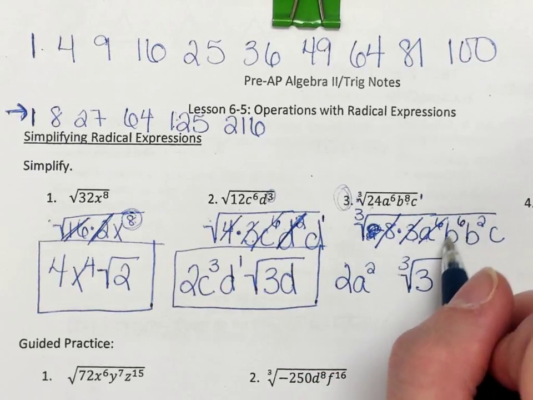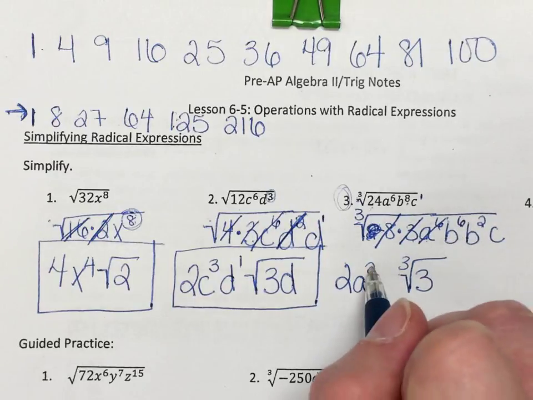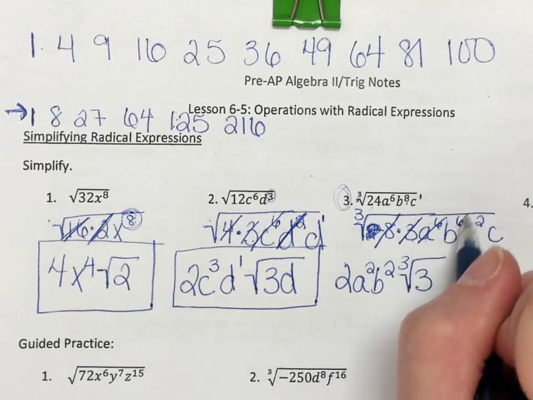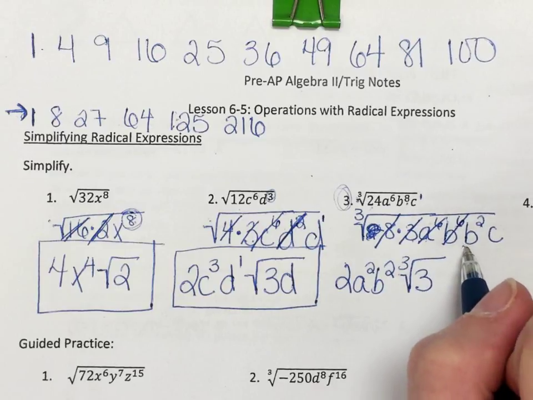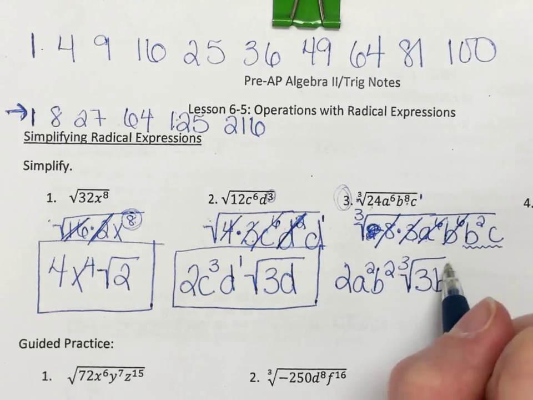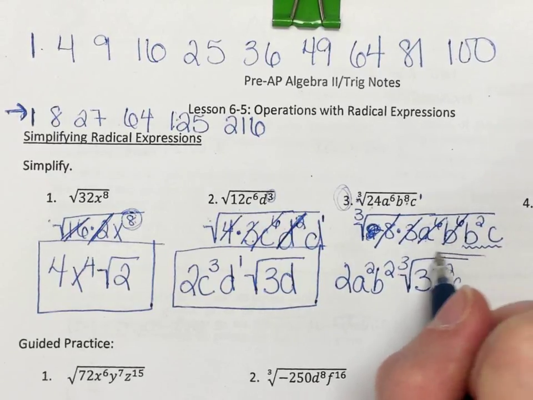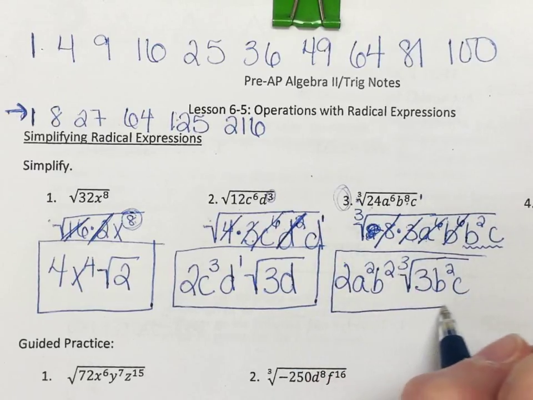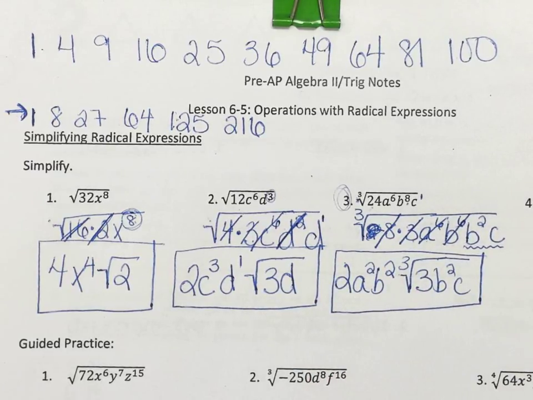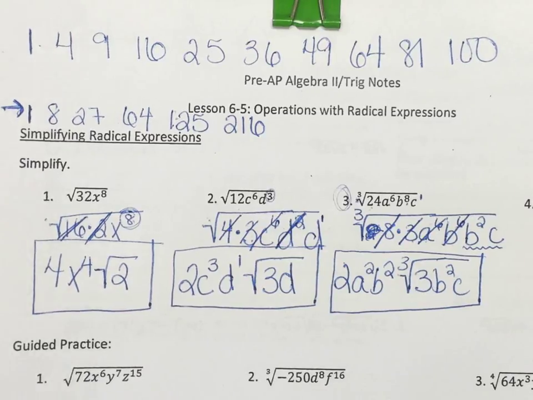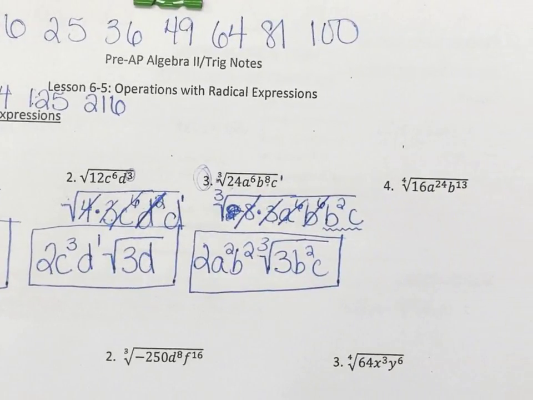Alright, what about this one? What's the cube root of b to the 6? B to the 2nd. Can I do anything with these two? No, so you just bring them down. Are y'all okay? Okay, I want y'all to try the next. Oh, no, we got one more to do. I'm sorry. One more.